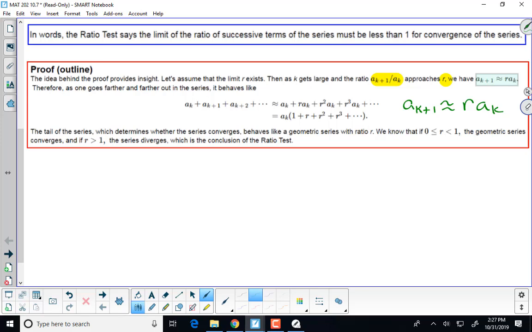A geometric series, if we start here at a sub k, the next term is r times the previous term. That is a geometric series. So the ratio test works because in the tail, you have a geometric progression. And we know that geometric progressions converge when r is less than 1. So a geometric series is hidden inside the ratio test. It's also going to be hidden inside the root test.